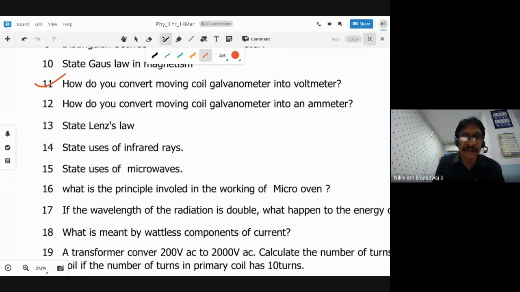Okay, coming back to that, state Lenz law. According to Lenz law, the induced EMF or induced current will be always in such a direction to oppose the cause for it.